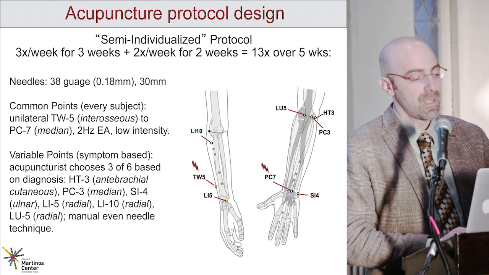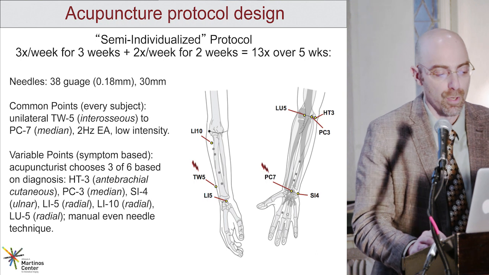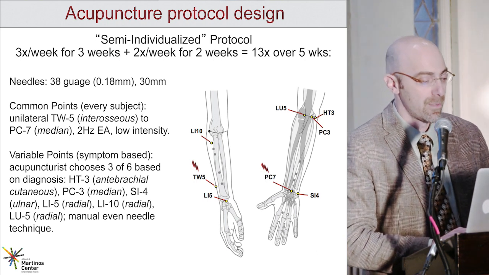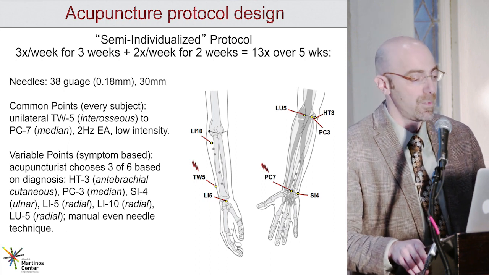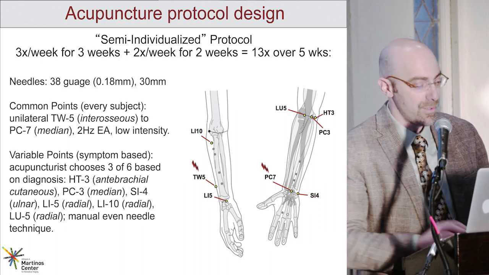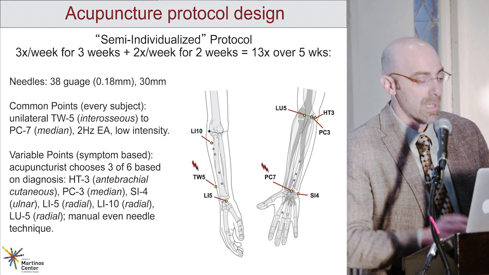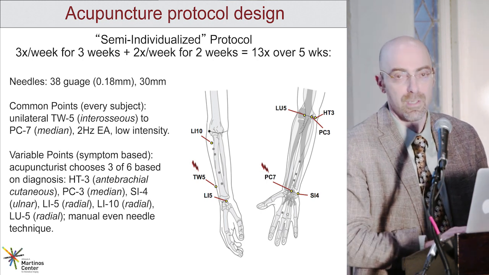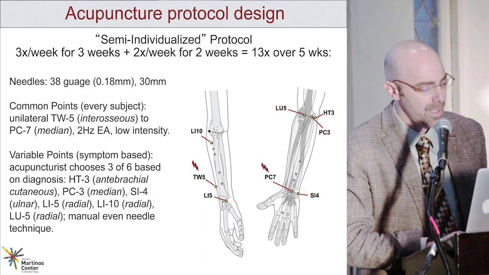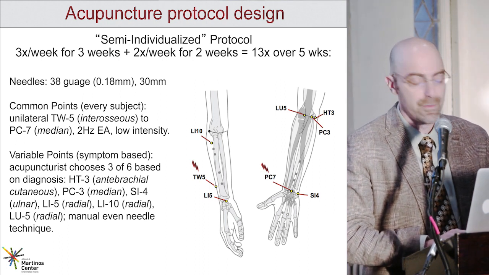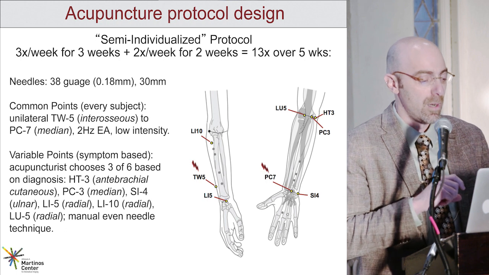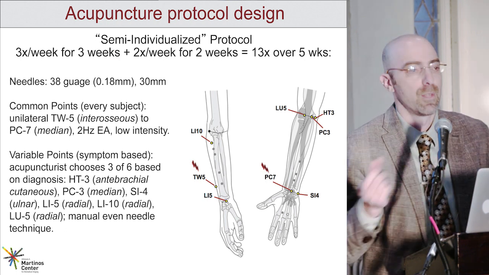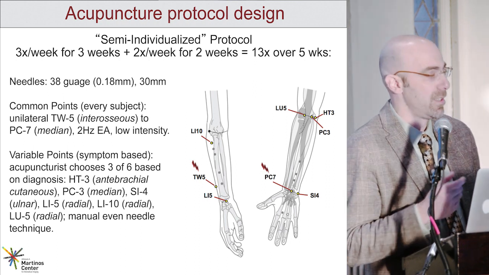So what we did then is that we sent these patients off for a protocol where they received acupuncture 13 times over the period of 5 weeks, 3 times a week for 3 weeks, 2 times a week for 2 weeks, and so on. And we used a combination of electrical stimulation, so low frequency 2 hertz electroacupuncture between PC7 and triple warmer 5. And then there was variable other points that were stimulated with manual acupuncture, and that was chosen by the acupuncturist based on the individual subject presentation.